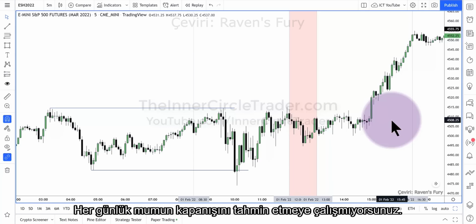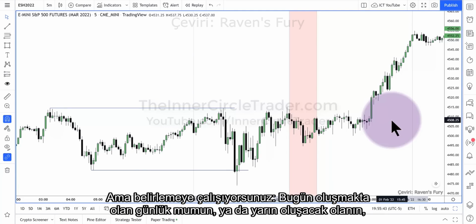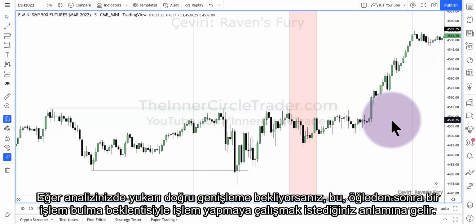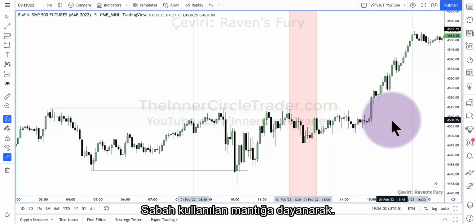You're not trying to predict every single daily candle's close, but you're trying to determine, do you think that the daily candle you're looking at forming today, or what would be forming tomorrow, is more likely to be expanding higher or lower? If it's expanding higher in your analysis, that means you want to try to find a trade in the afternoon based on the logic that was used in the morning.